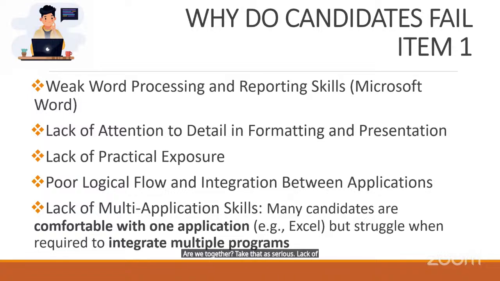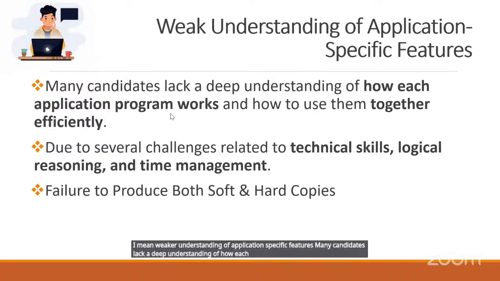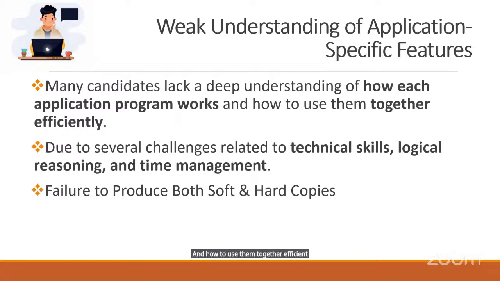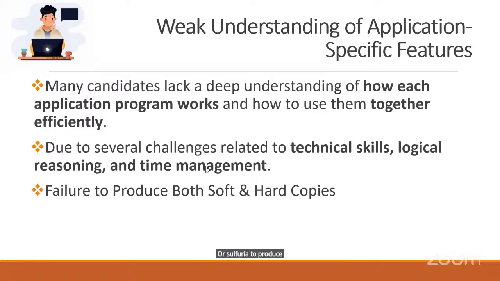Lack of multi-application skills. Many candidates are comfortable with one application program, e.g. Excel. They want to do everything in Excel, but struggle when required to integrate multiple programs. Please, lack of practical exposure. More to that, weak understanding of application-specific features. Many candidates lack a deep understanding of how each application program works and how to use them together efficiently. Then, due to several challenges related to technical skills, logical reasoning, what we said, critical thinking, and time management, that's why learners are failing item 1. Also, failure to produce both soft and hard copies. These are some of the reasons why candidates are failing item 1.